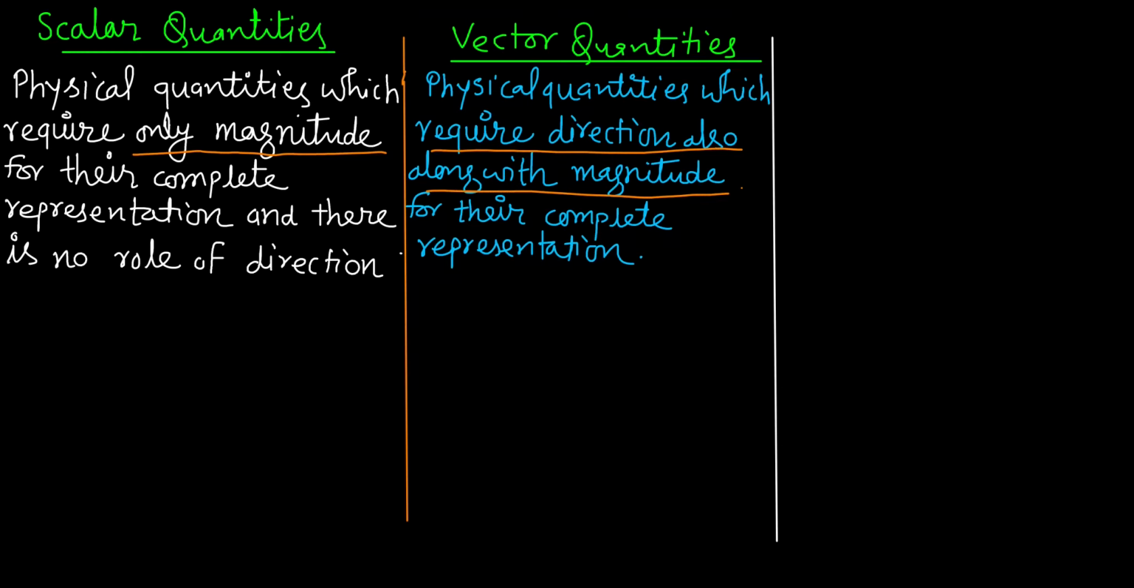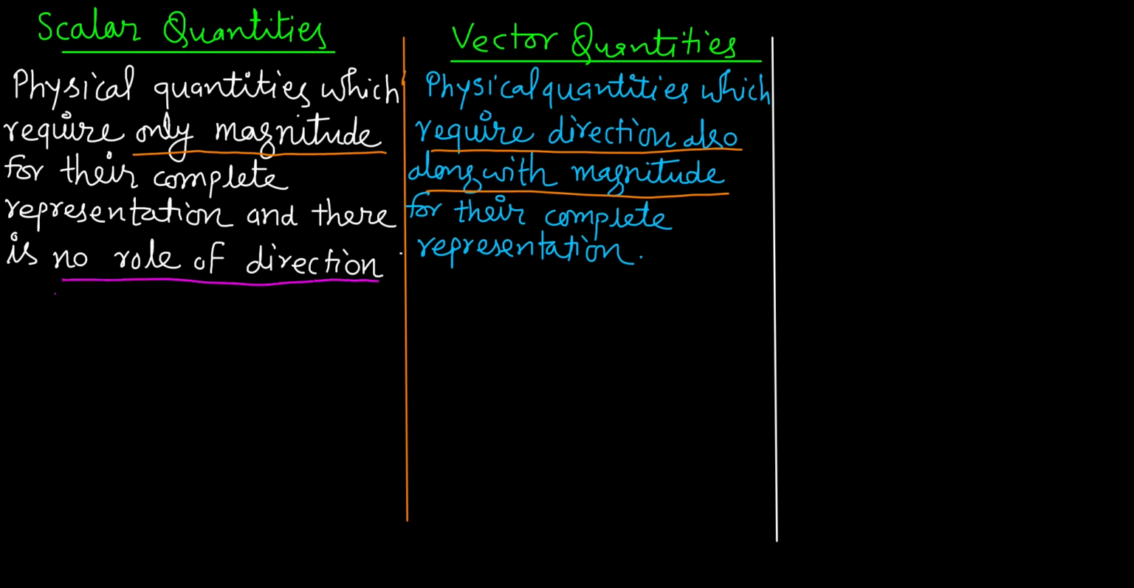So this is the basic difference between scalar and vector quantities, and we will try to understand this a little more than this basic definition. Let's start with scalar quantities. As I said before, these are the physical quantities which require only magnitude for their complete representation, and there is no role of direction.